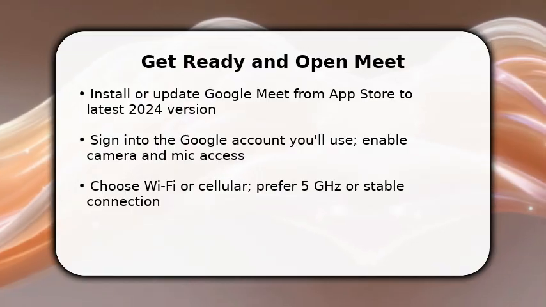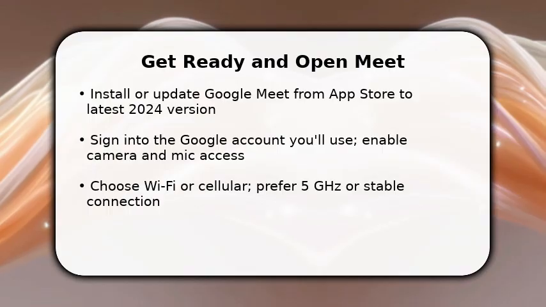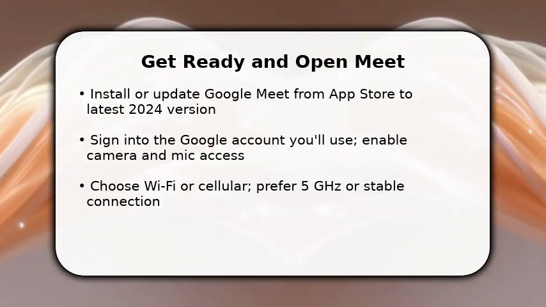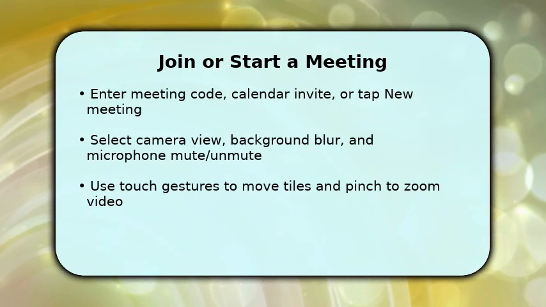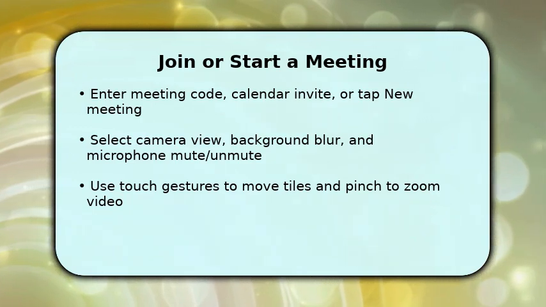Now open the Meet app, tap Join with a code, or start a meeting. This first step gets you past setup quickly and places you right at the meeting controls to begin. Once in the app, choose whether to join with a code, use a calendar invite, or start a new meeting.